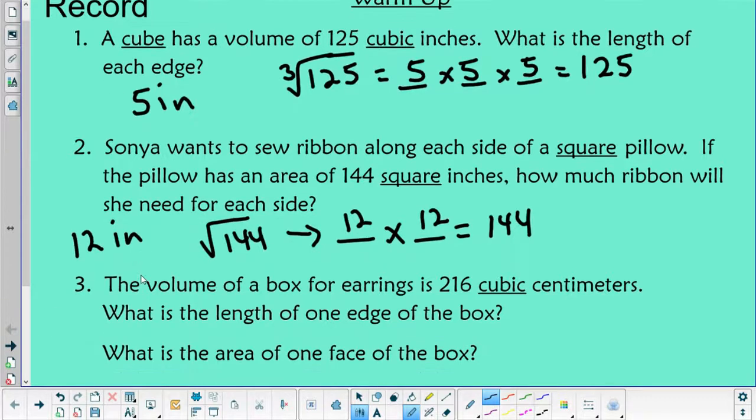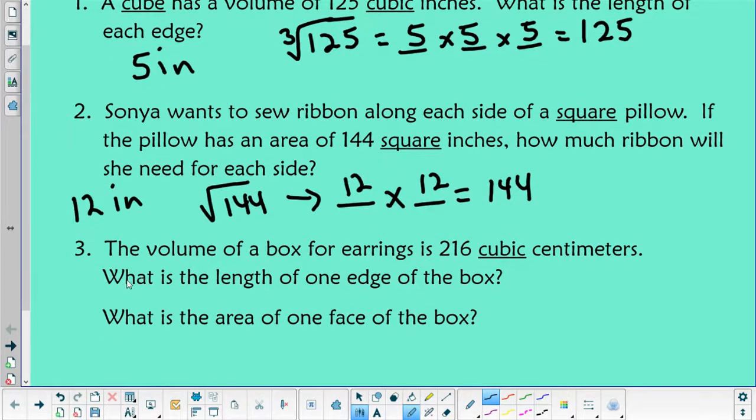All right, number 3 has a two-parter, okay? The volume of a box of earrings is 216 cubic centimeters. What is the length of one edge of the box? So we can do that the same way we did before. So it says cubic, so we want the cube root of 216. And I'm going to remind you guys how to use your calculator for this one.